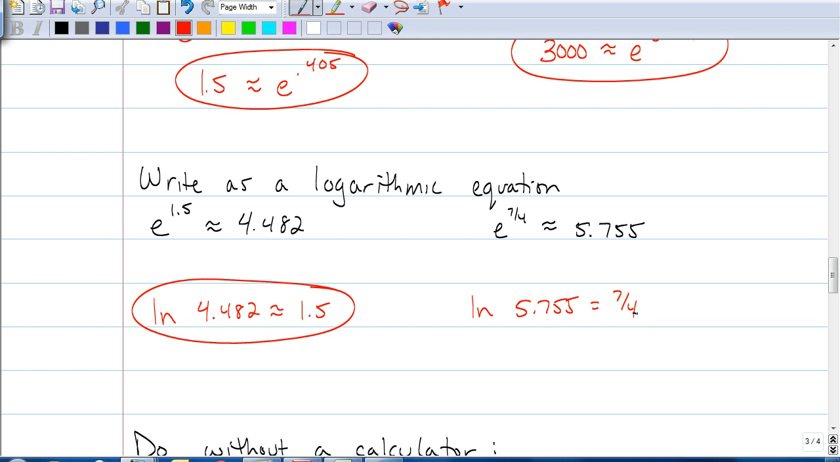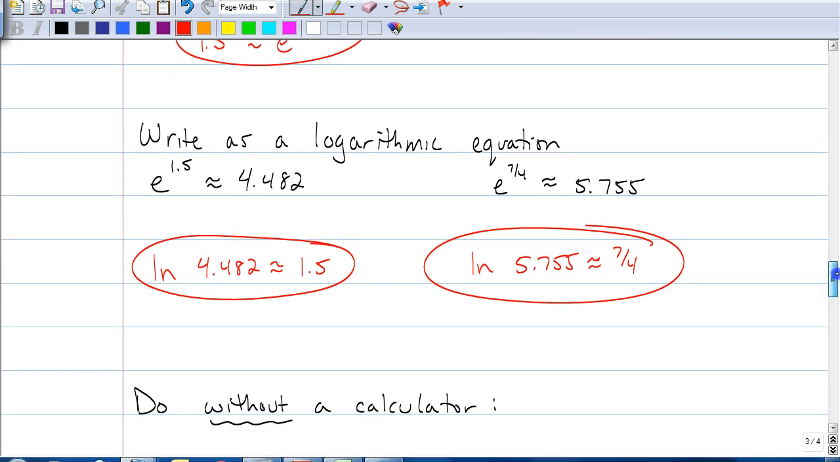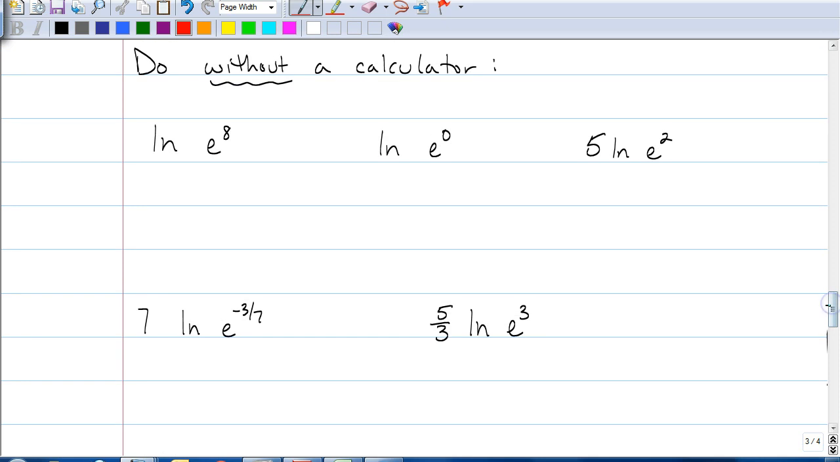So you should have gotten that as your answer. The natural log of 5.755 is approximately equal to 7/4. Okay, so that's just the basics, knowing how to change something from logarithm form to exponential form or vice versa. Now we're going to look at how to do these without a calculator.